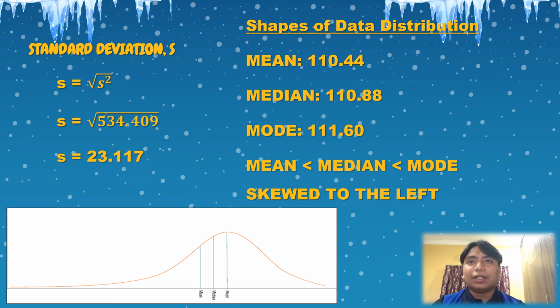The shape of the data distribution for the price is skewed to the left, where the tail extends to the left. It is also because the value of the mean is the smallest and the value of the mode is the biggest.